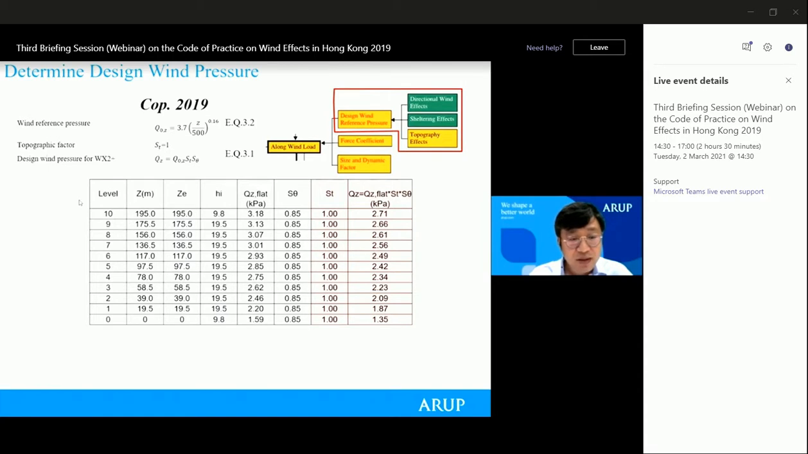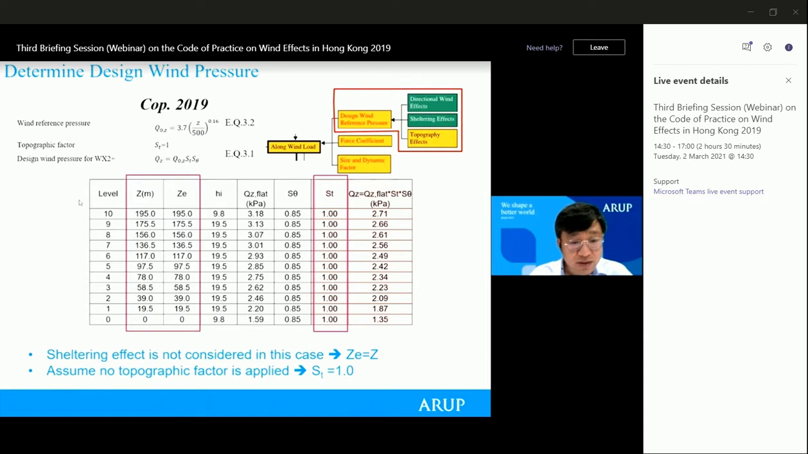For this case, we assume the tower is located in a blank area, a blank site. So there's no surrounding the building to provide shielding effect. So the effective height is equal, ZE is equal to Z. And we also assume the tower is located in a flat terrain. So the topographic factor is also equal to 1. So then following equation 3.1, the reference wind pressure can be calculated along the tower height.